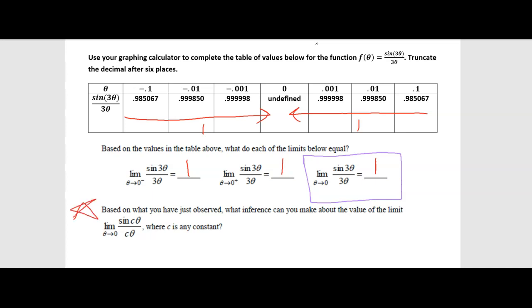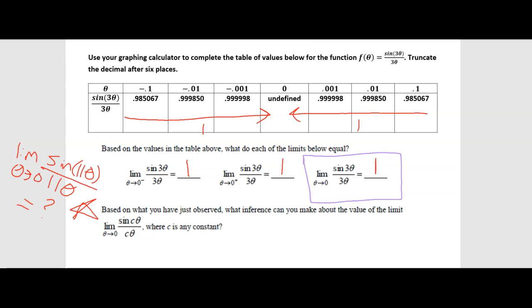Okay, and now we want to generalize this, because that constant may not always be 3. It may be 2. It may be 10.6. So based on what we just observed, what inference do you think we can make about the value of the limit as theta approaches 0 of sine of c theta over c theta, where c is any constant? So essentially, what if we had something like this? Would this limit also be equal to 1?